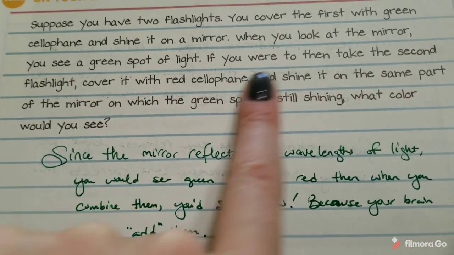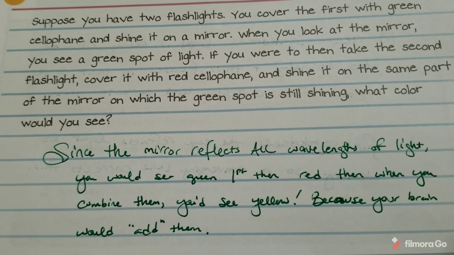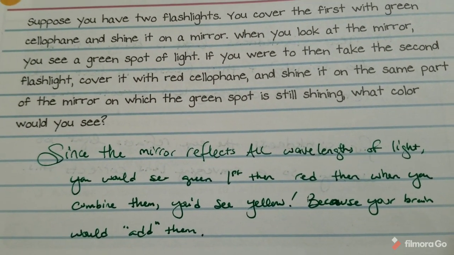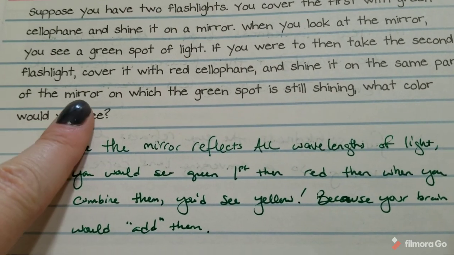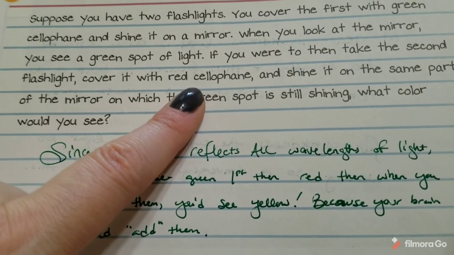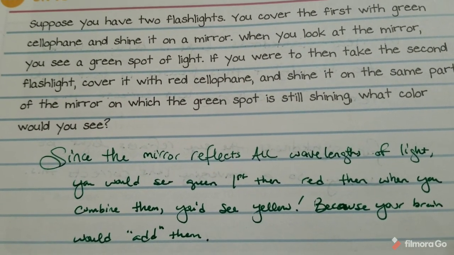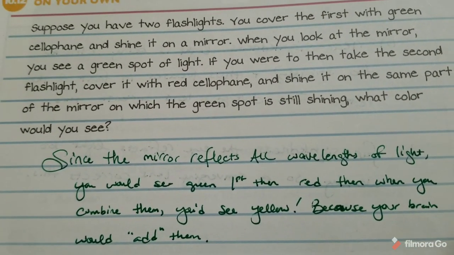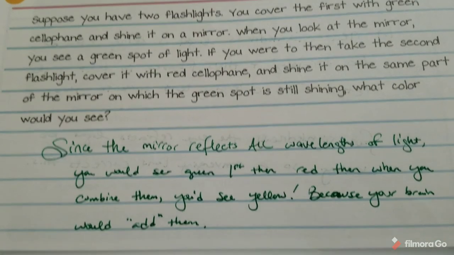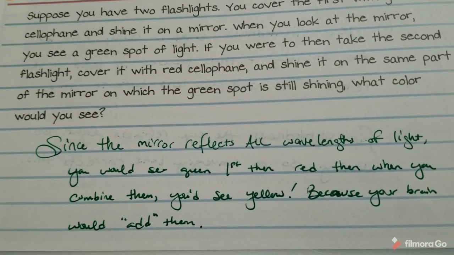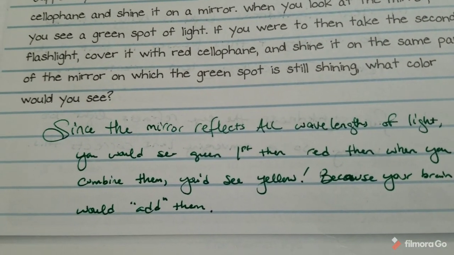Now, focus, the trick here is to notice that they're using a mirror to see the green spot of light. And so that's shining the light out, and the fact that we're using flashlights and we're changing the color of the wavelengths that are coming out of the flashlights, we're basically creating our own little TVs. So your brain would add them and see yellow.